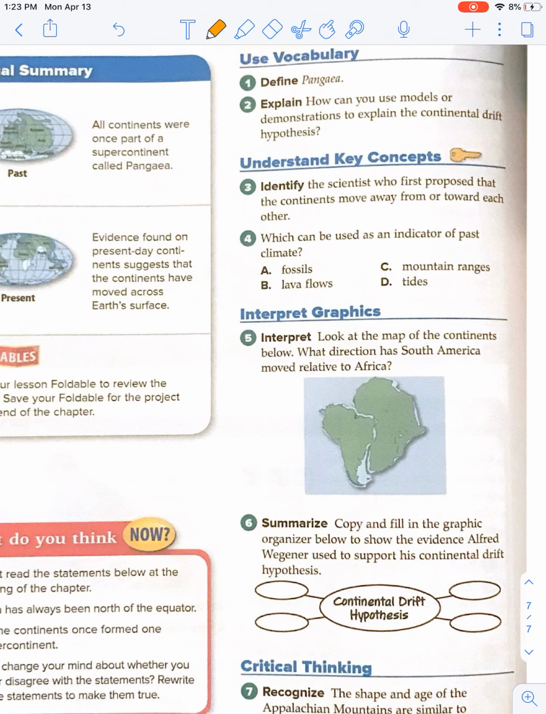Number 5, look at the map of the continents below. What direction has South America moved relative to Africa? Well, South America has moved west. So South America has moved this direction. That's west. And Africa has moved east, since Pangaea began to break apart 250 million years ago.